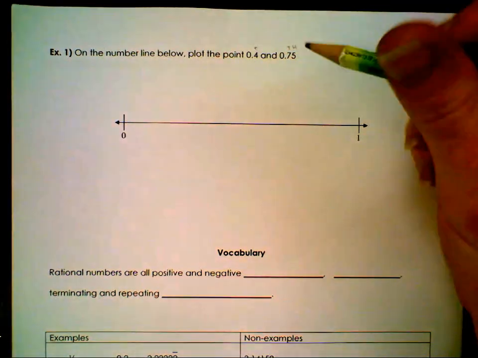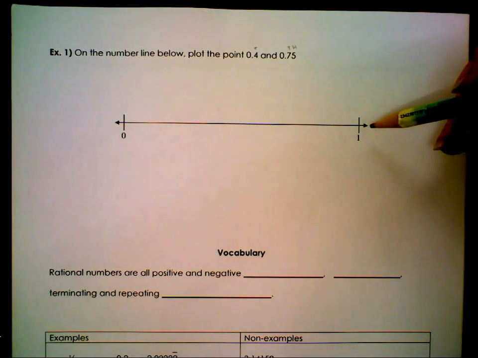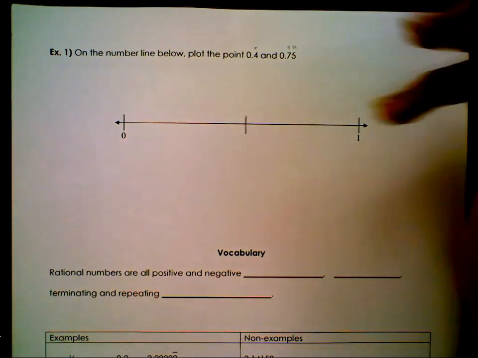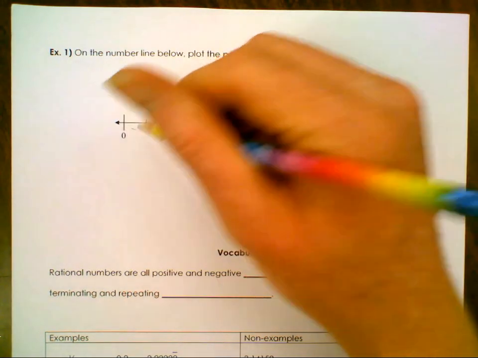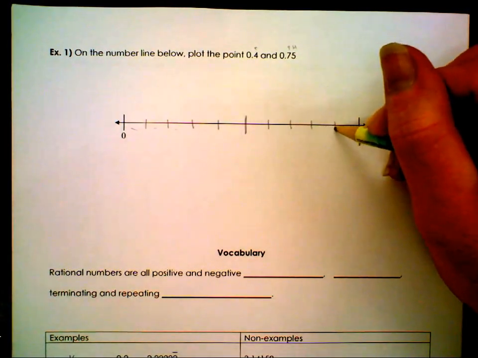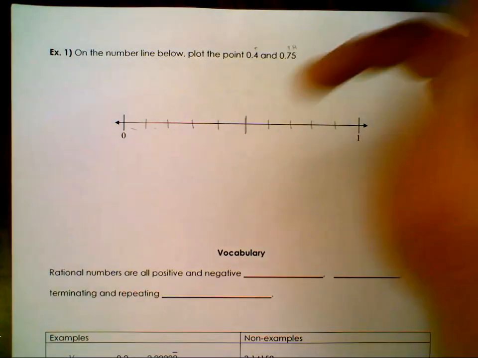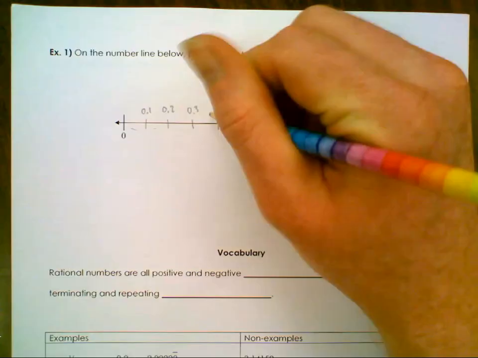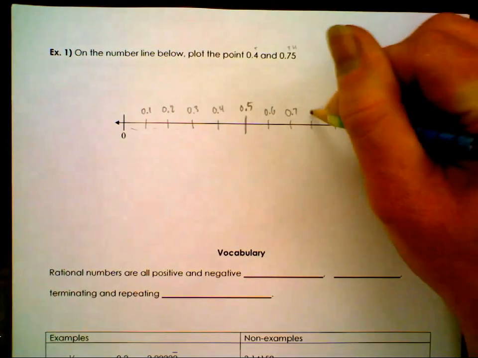So I know from what we've learned before that I need to divide this into 10 pieces. I'm going to put a middle line for my 5/10, and then I can divide this into 5. 1, 2, 3, 4, 5, and divide this into 5, 2, 3, 4, 5. So there are my 5 pieces, and now I can label them. And I know that this is 1/10, this is 2/10, 3/10, 4/10, 5/10, 6/10, 7/10, 8/10, and 9/10.